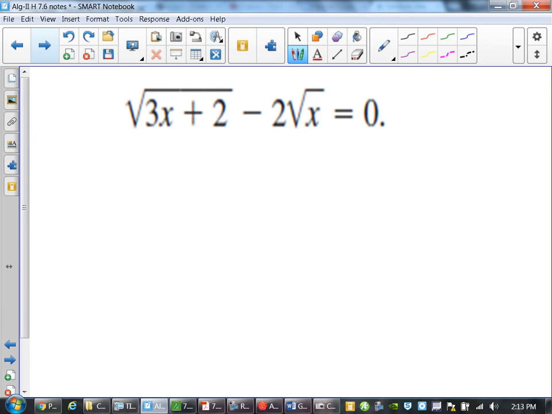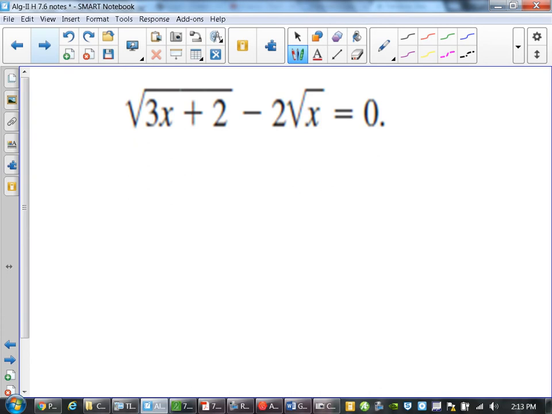So in this case here, as soon as you wind up with problems where you have multiple roots, your best bet is to get one root on each side if you can. That way you can square to get rid of them. Okay?